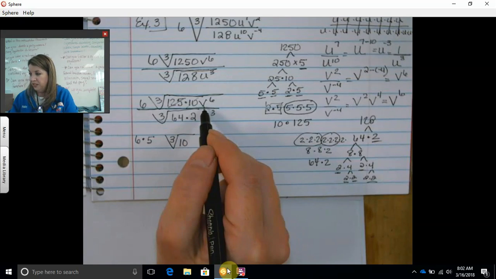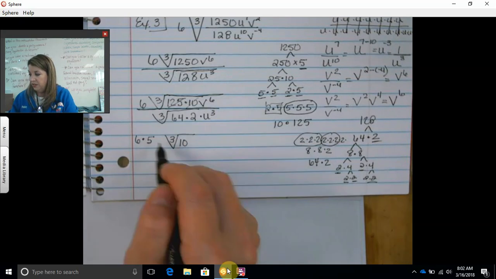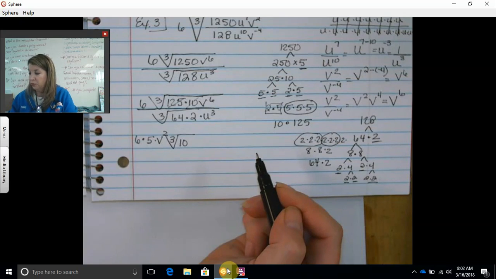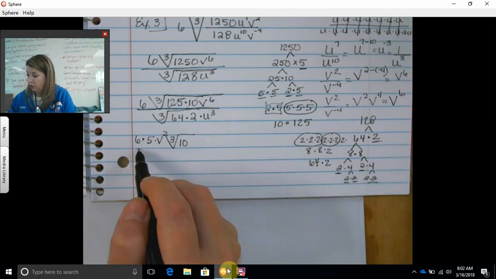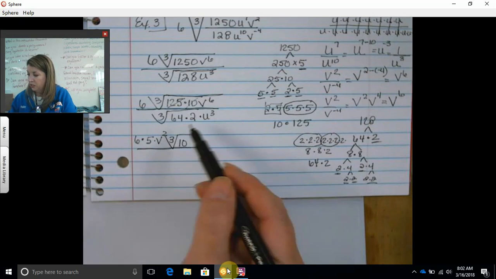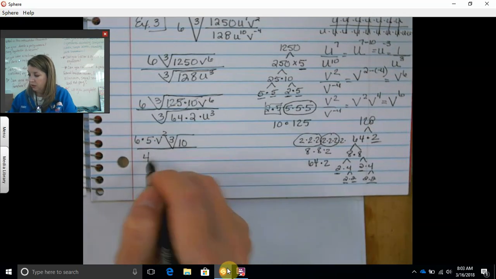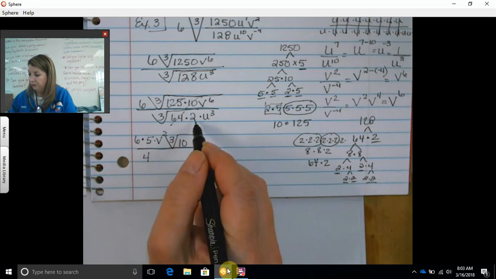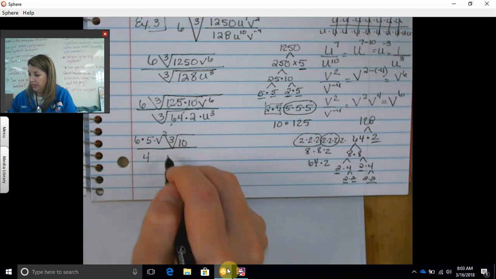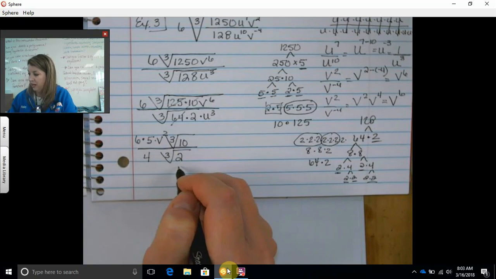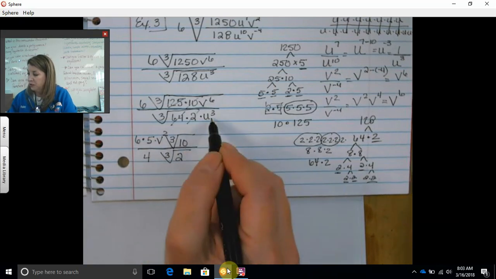What's the cube root of v to the 6th? V squared. And I can come back and simplify that in a minute. Like multiply the 6 and 5 together. Over, what was the cube root of 64? 4. Can I take the cube root of 2? No. I mean, I can, but it's a decimal, and so if it's a decimal, it just stays under the house, under the radical. What's the cube root of u cubed? 1. It'll just be u. So just u, 4u.